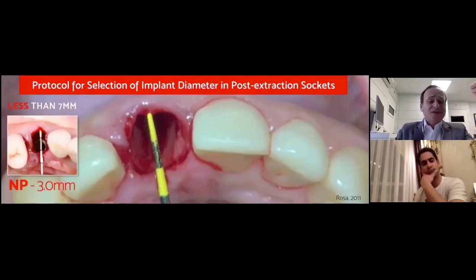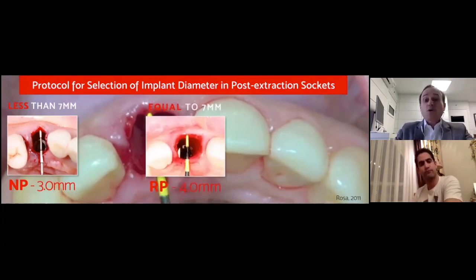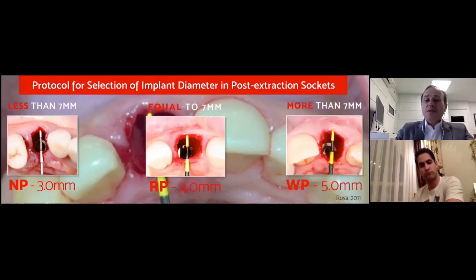This rule is very simple and can be applied in all the situations that you can face, upper, down, anterior, or posterior, talk about compromised sockets or intact socket. When this distance is less than 7 millimeters, the implant to be selected should be narrow platform. When this distance is equal to 7 millimeters, we would select 4 millimeters diameter, regular platform. When this distance is more than 7 millimeters, the implant to be selected should be wide platform. It's around 5 millimeters diameter. This rule, we've been working with this protocol for at least 9 years.